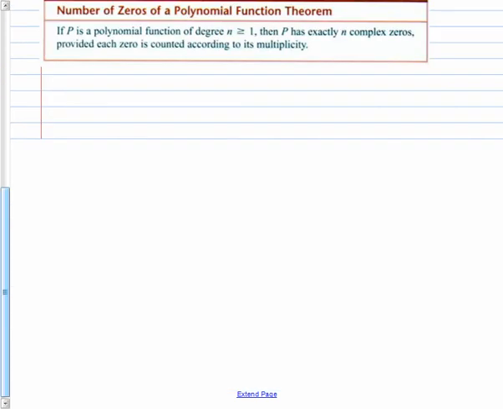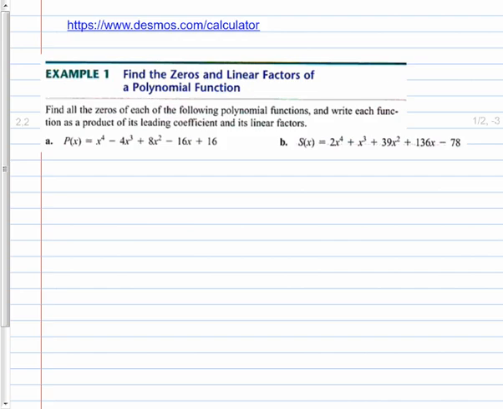The number of zeros of a polynomial function. If I have a polynomial and my degree n is 1 or greater, it's a first, second, third, fourth degree polynomial, there are exactly n complex zeros. So including the imaginary, if it's a third degree, there will be 3 zeros. Before we said there could be up to 3 real zeros, because they don't all have to be real. So we know exactly how many zeros we are trying to find. A fourth degree polynomial, we've got to find 4 of them. A fifth degree, 5 of them. A second degree, 2 of them. We know exactly how many we are going to find.